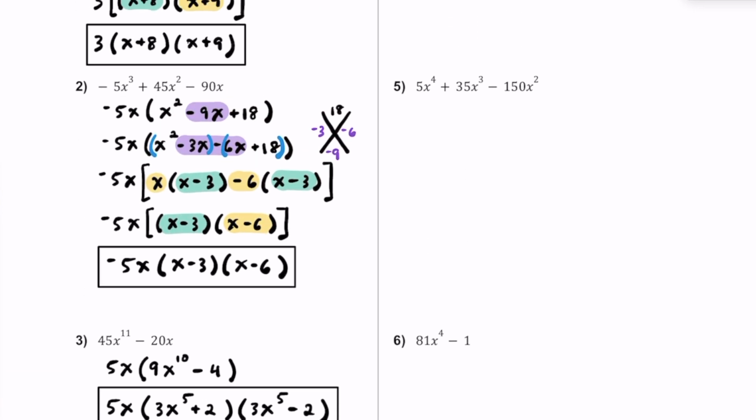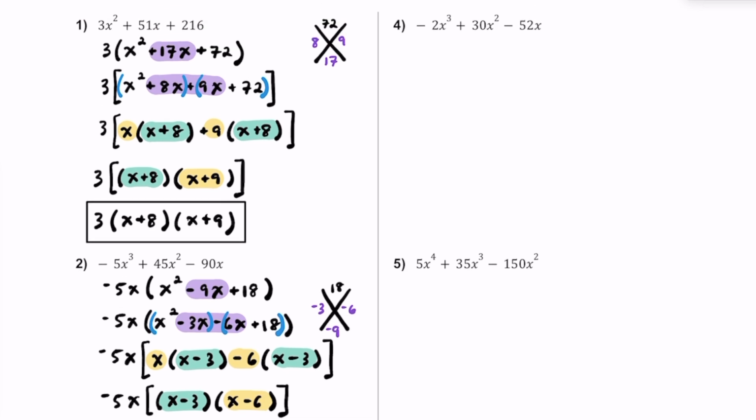All right, let's check out a fourth example here. Looking at number 4, we have this negative 2x cubed plus 30x squared minus 52x.